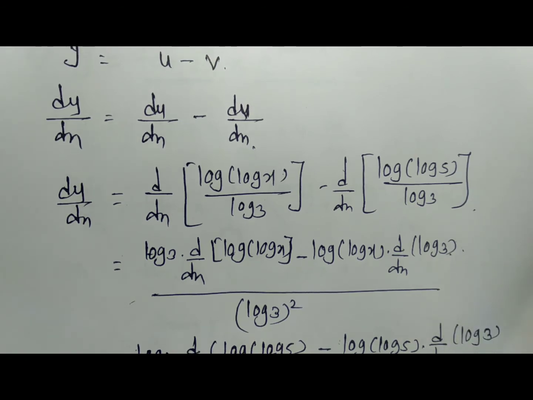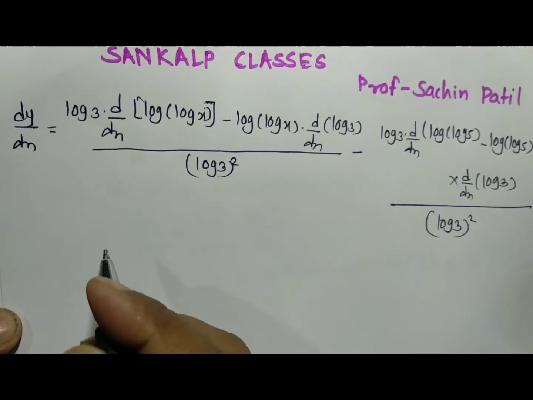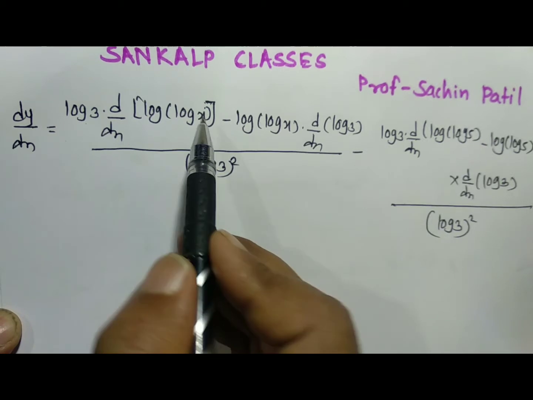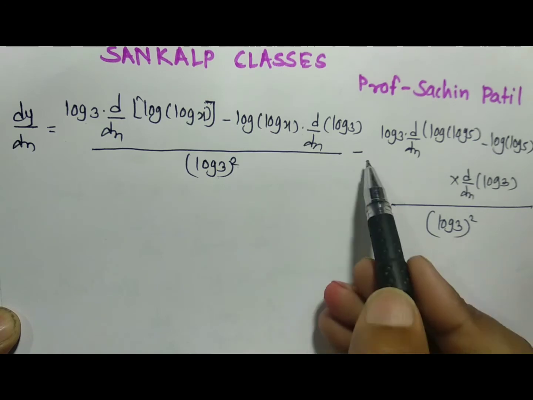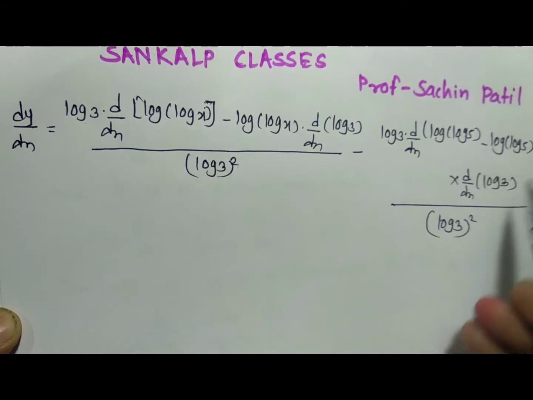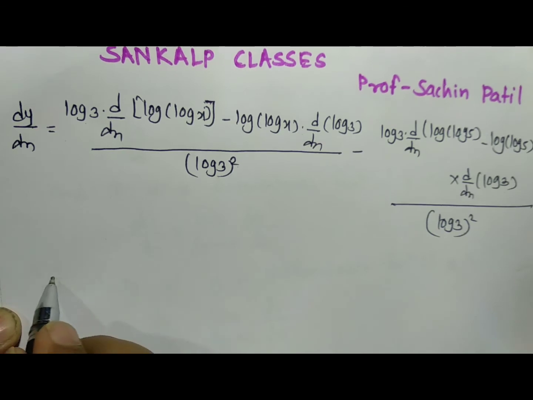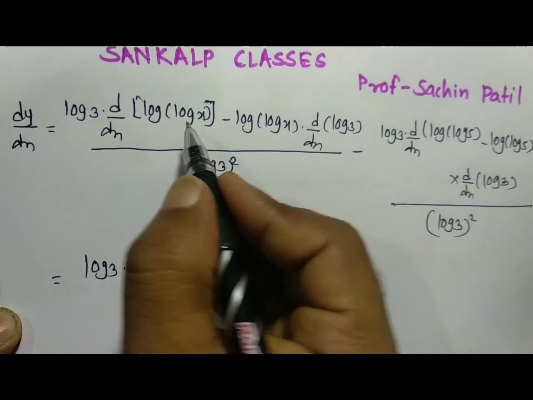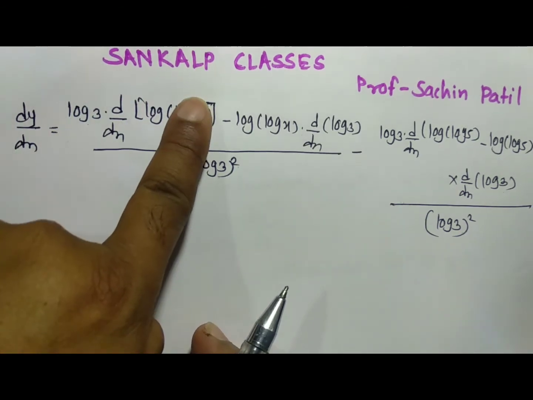Once again I am writing that step. Now we get dy by dx is equal to log 3 d dx of log x minus log x into d dx of log 3, divided by log 3 square, minus log 3 into d dx of log 5 minus log 5 into d dx of log 3, and whole divided by log 3 square. Right now we have this log 3 as it is into the derivative of this one. Now once again we have to cover this by using your finger.